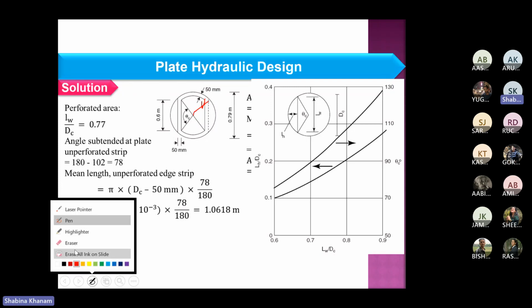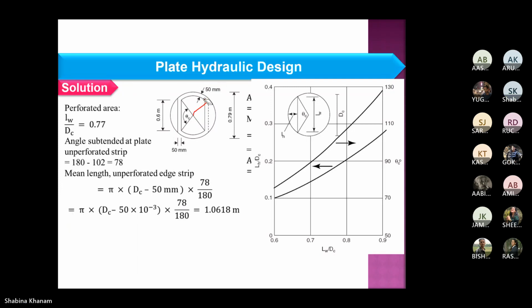What is happening? Just a moment. I think you can understand this angle. This angle is nothing but the 78, and that is required to find out this area. So you can consider mean length of unperforated edge strip, that is column dia minus 50. Actually, we are considering this length.